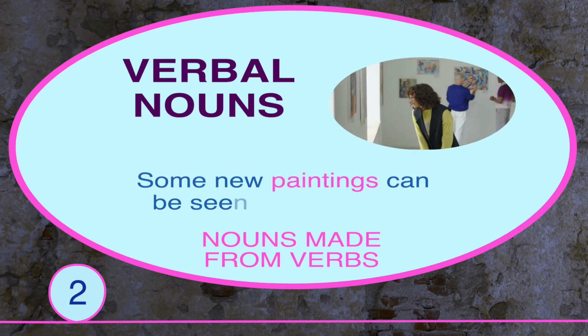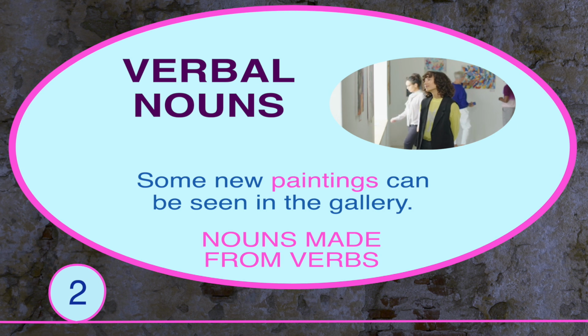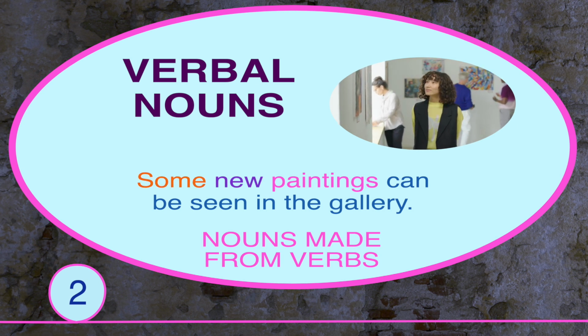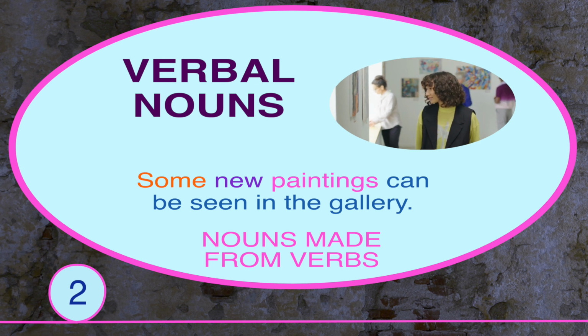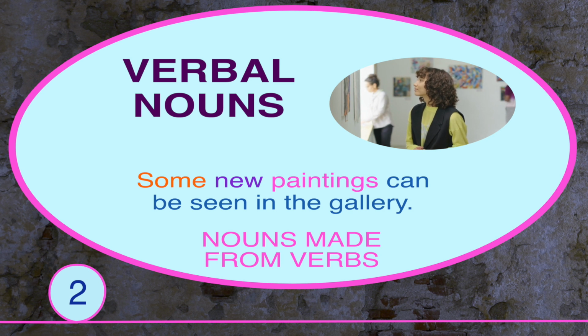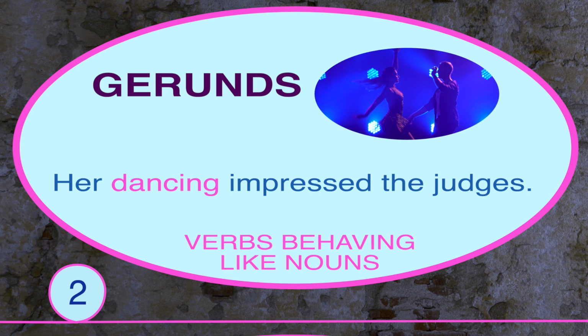Some new paintings can be seen in the gallery. Here, the quantifier determiner "some" and the adjective "new" tell us we are dealing with a plural countable verbal noun, and no article is required. Or, "Her dancing impressed the judges." Here, the gerund "dancing" has the possessive adjective determiner "her" in front of it, so again, no article is required.